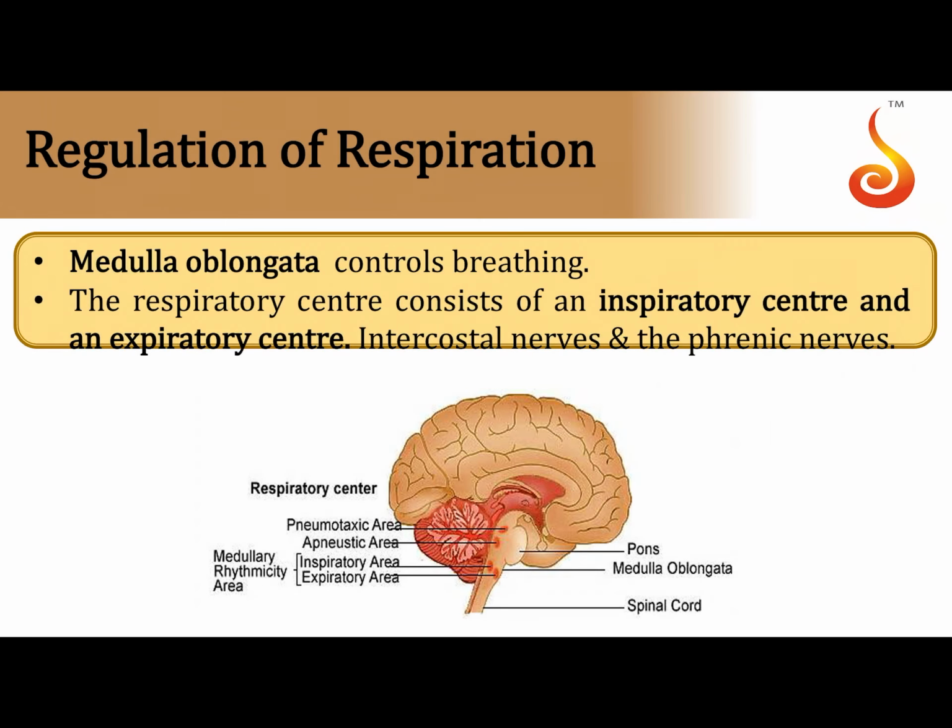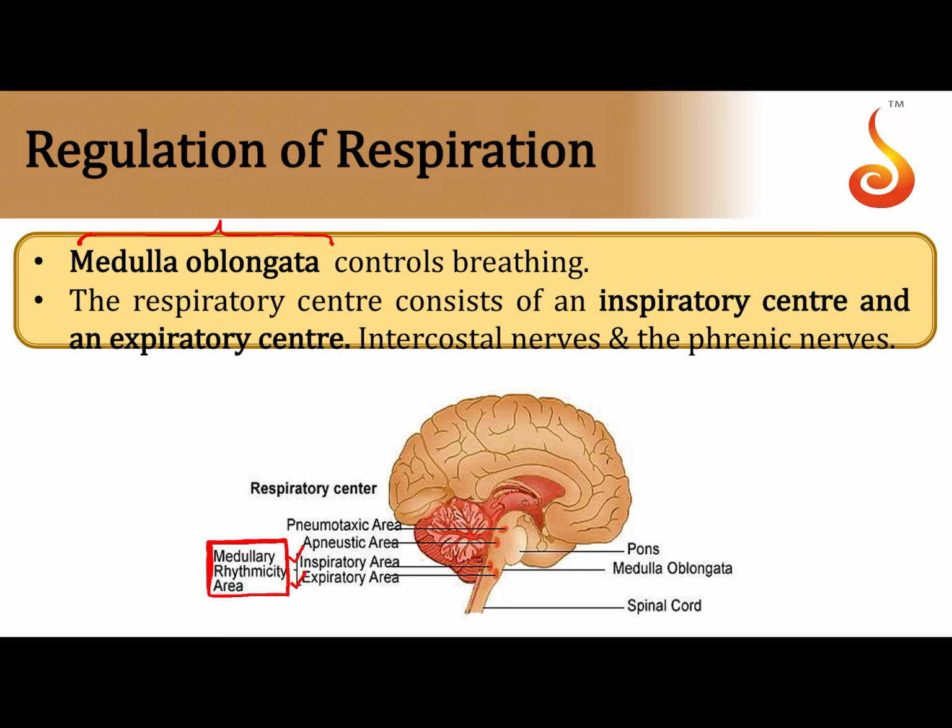The process of regulation of respiration is mediated by a region in your medulla oblongata. In your medulla oblongata, you have two groups of neurons. One is called the inspiratory area and one is called the expiratory area. The inspiratory area is on the dorsal side, as you can see. The expiratory area is on the ventral side. Together, we call these two areas collectively the respiratory rhythm center or the medullary rhythmicity area.